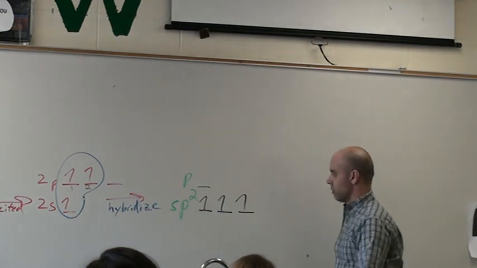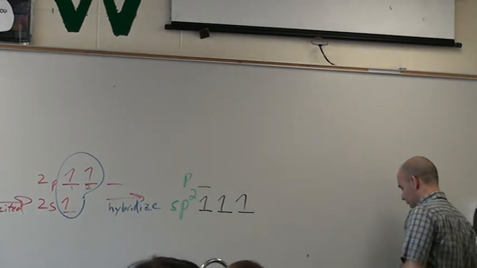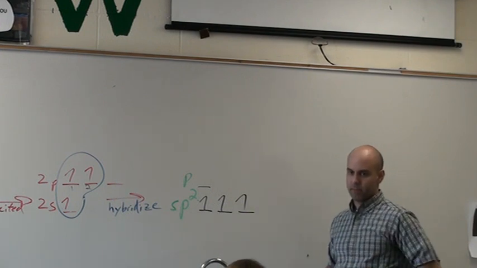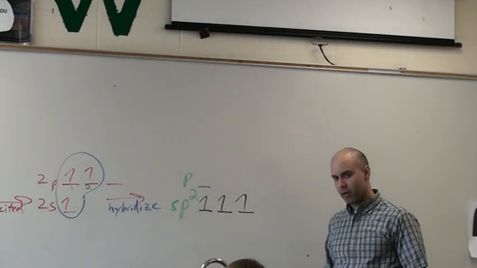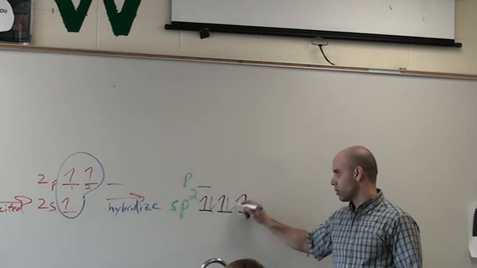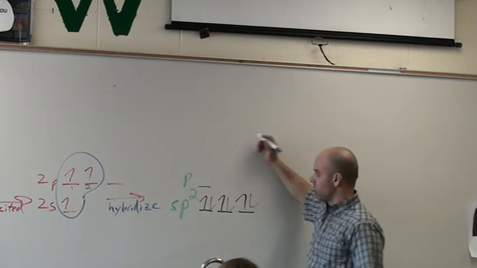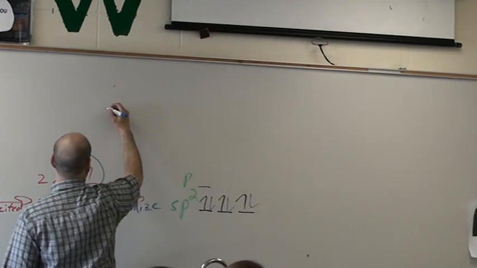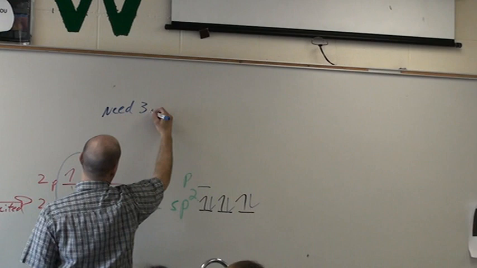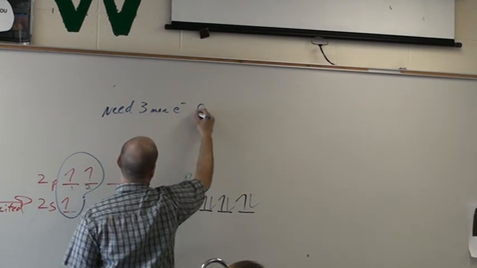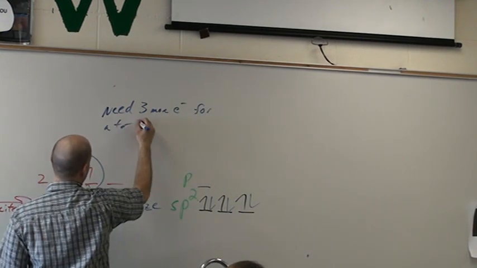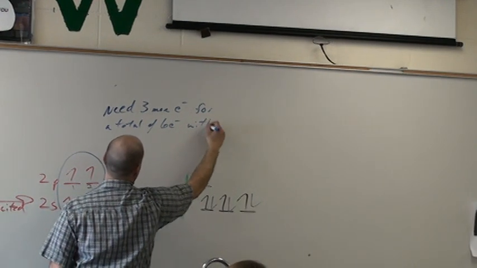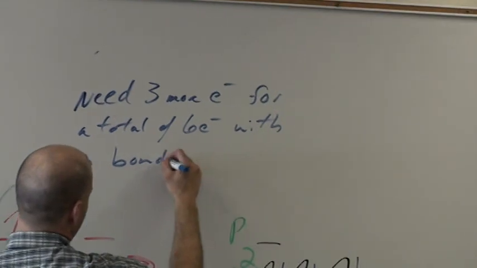So, based on this here, how many more electrons do I need for everybody to be paired up? For everybody to have a pair. I need 3 more. 1, 2, the p can stay empty. So we need 3 more electrons for a total of 6 with 3 bonds.